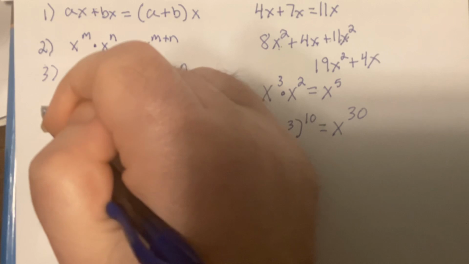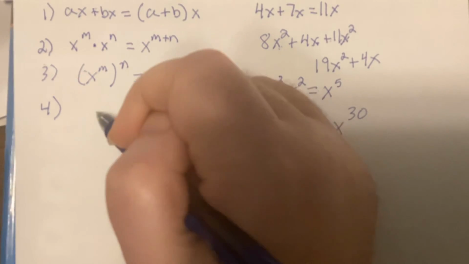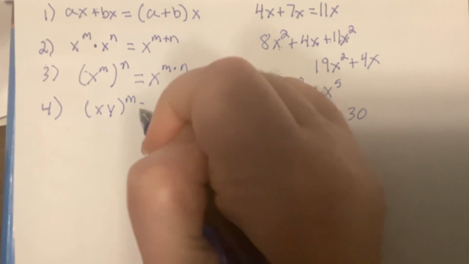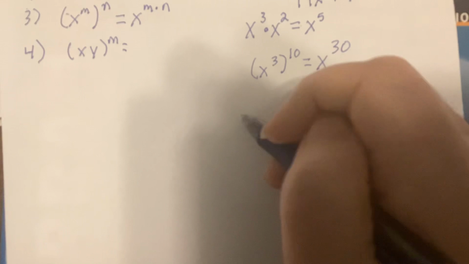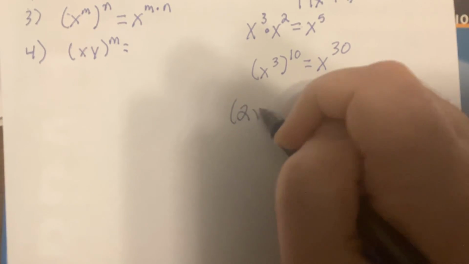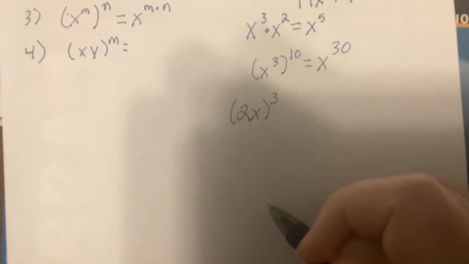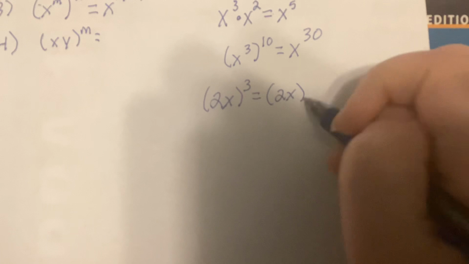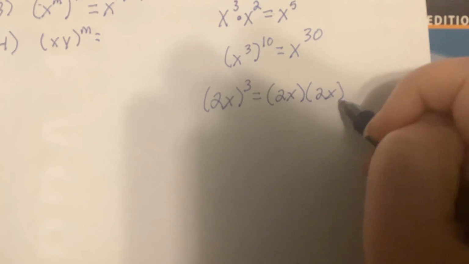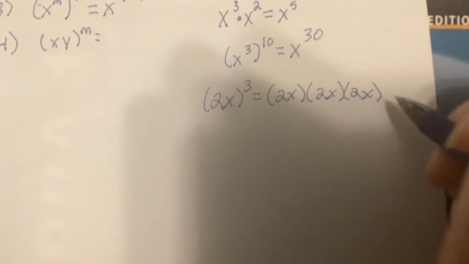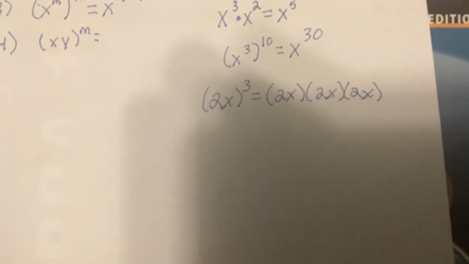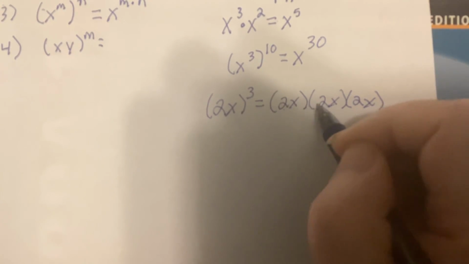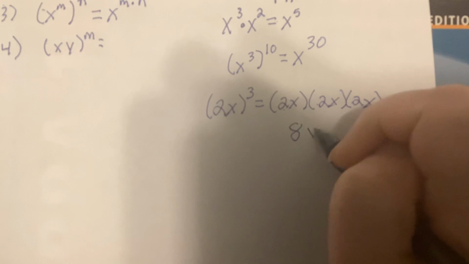Okay, let's continue with it. What do you do when you have a product to a power? So, for example, if I have 2x and I want to cube it, I could write this as 2x times 2x times 2x. Then use the second rule, or law, and multiply. 2 times 2 times 2 is 8, x cubed.